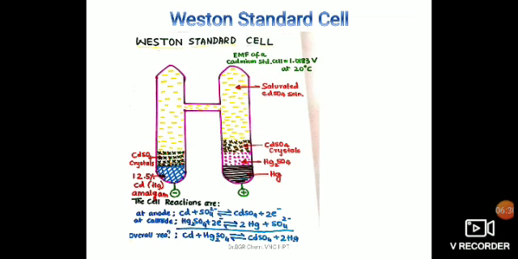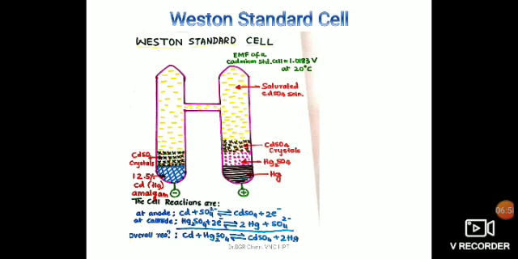Now in the syllabus we have the concept of the Western standard cell. A standard cell is one which provides a constant and accurately known EMF. The Western cadmium cell is the most widely used standard cell and it is constructed in an H-shaped glass tube. You can observe the diagram there.